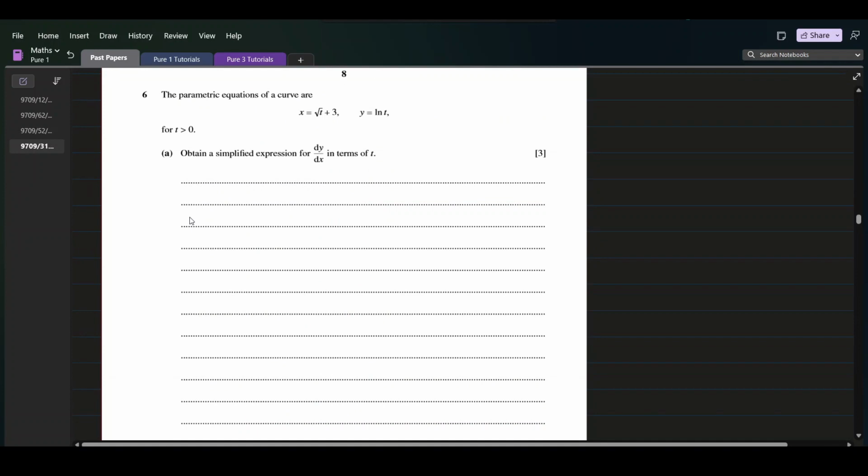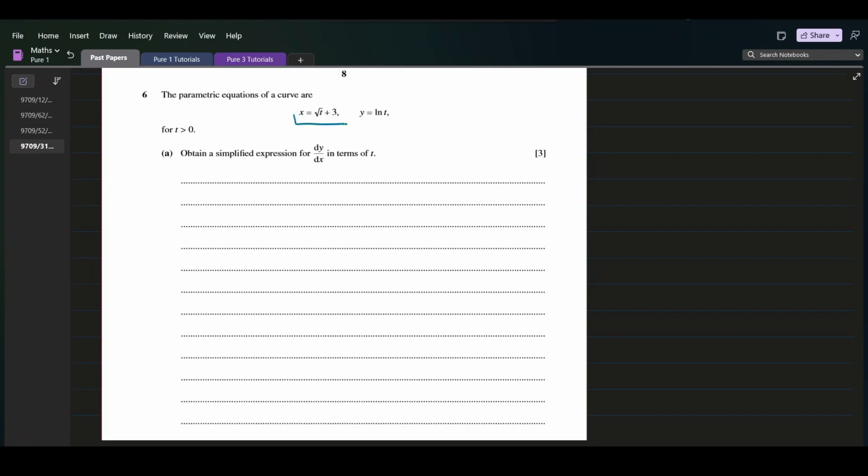Now let's move on to number 6. The parametric equations of a curve are x is equal to root t plus 3 and y is equal to ln t, for t greater than 0. Part A, obtain a simplified expression for dy/dx in terms of t.